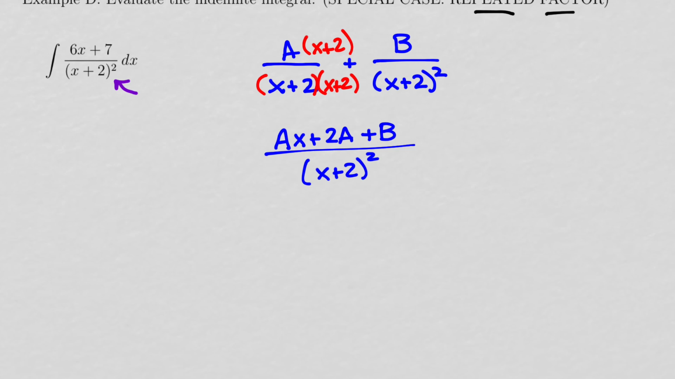So when you write, first of all, if you have a repeated factor, you list it twice, but you put one degree less. So if it's a linear factor, you put just a constant on top. And then when you come to put it together, you only need to change your first one. So you only need to multiply your first one by x plus 2 because the second one is already x plus 2 times x plus 2. Then you can go through and finish. So you know what a has to be. You know what 2a plus b has to be.